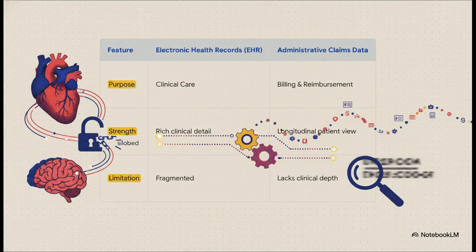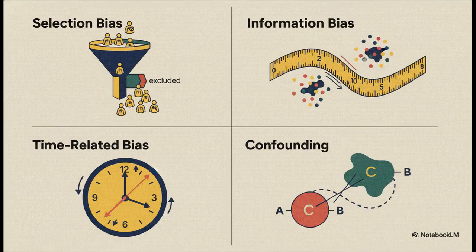And this table really illustrates the trade-offs you have to make when choosing a data source. On the one hand, you've got EHR data, which is packed with rich clinical detail but can be messy and fragmented. On the other, you have claims data, which is fantastic for tracking patients over time, but often lacks that deep clinical information. Understanding these pros and cons is absolutely essential for picking the right data to bring your operational definitions to life.